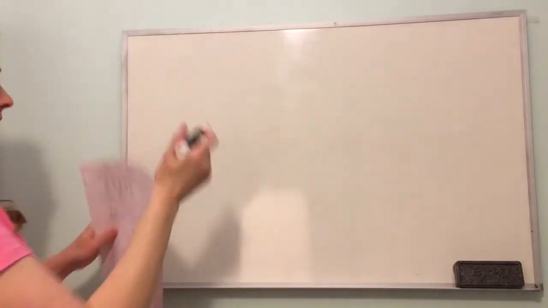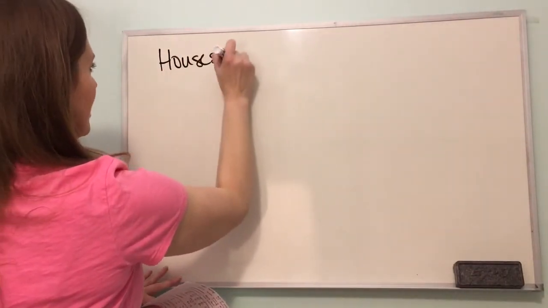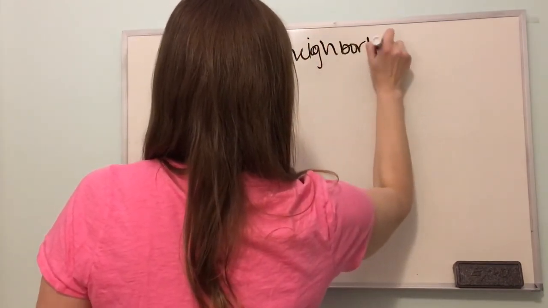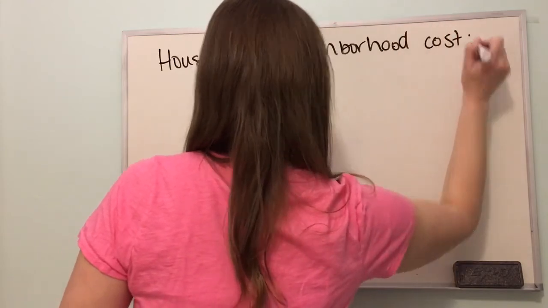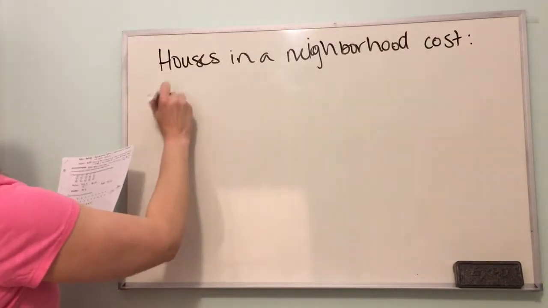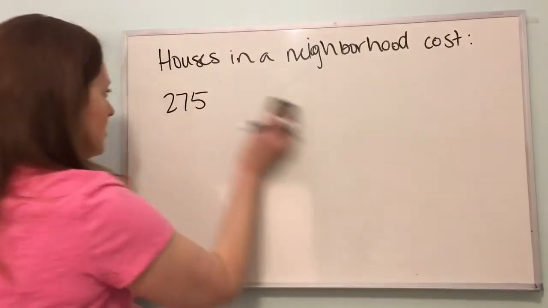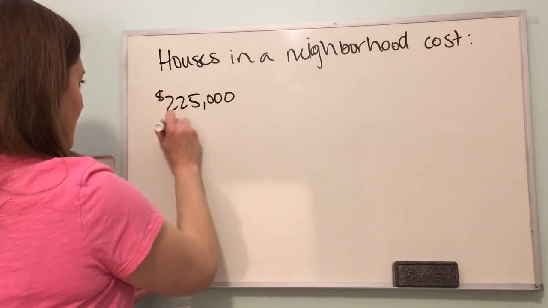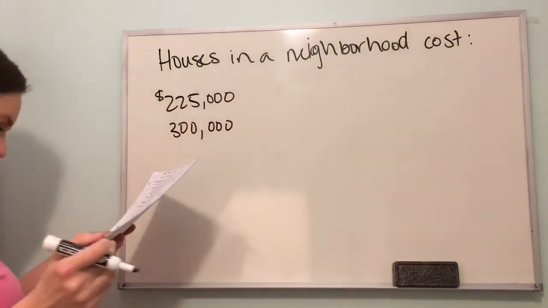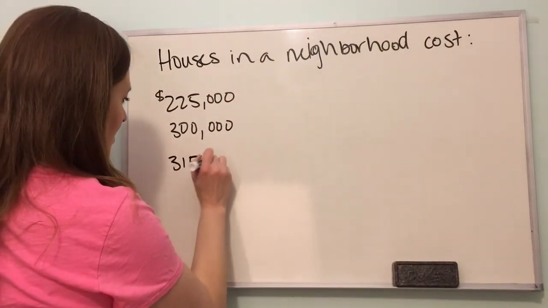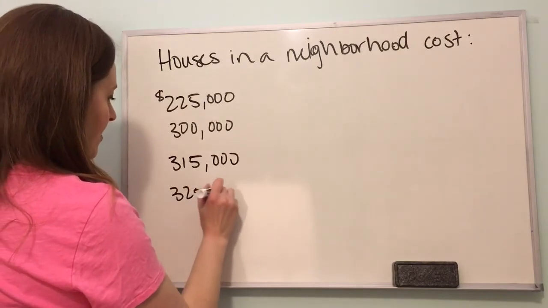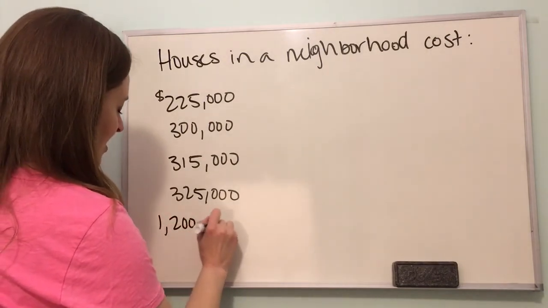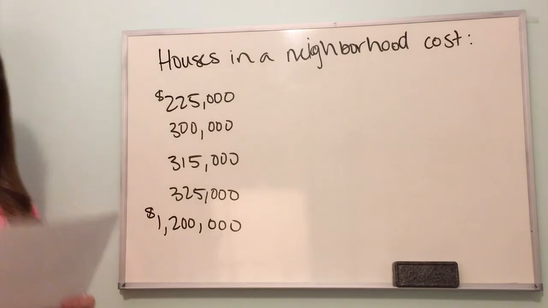Let's say the houses in a neighborhood, this is not found on the sheet. The houses in a neighborhood cost, I had a number from last semester, so I'm going to do that here. Oops, sorry, not 275. Erase. 225. The next one is 300. 315. 325. Okay, and there's a gorgeous one at the end of the block. It's 1.2 million. It's a bougie house.